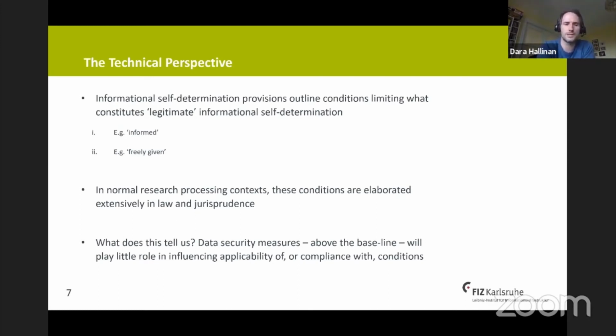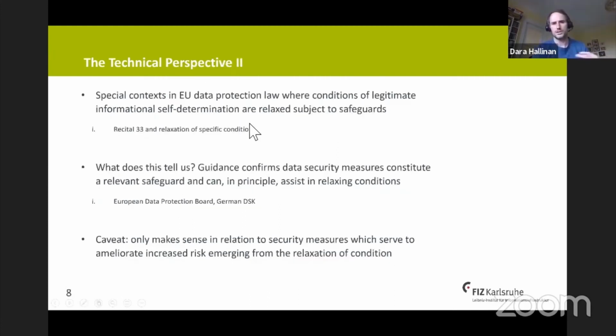And this is true for two reasons. The first is that the conditions are already relatively well elaborated in law and jurisprudence and don't leave particularly much space for the modulation via supplemental safeguarding measures such as data security. And the second reason is that the conditions tend to relate to the substance of the relationship between the research subject and the research institute or the researcher, and the substance of the communication that happens within this relationship. And this is not the kind of phenomenon that traditional data security measures actually interface well with or adapt well to. Now, that's in a normal research processing context.